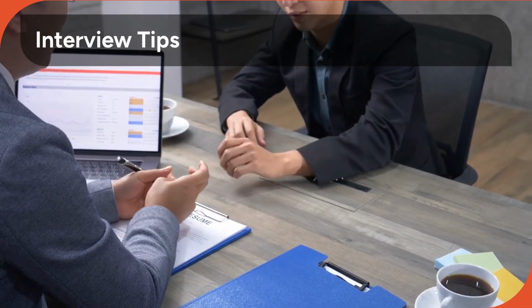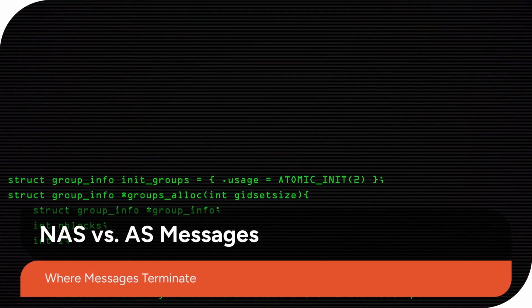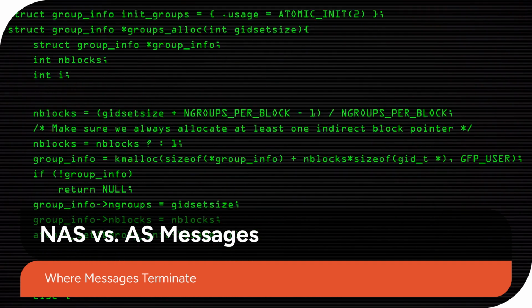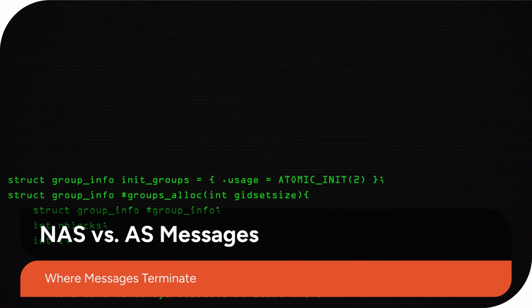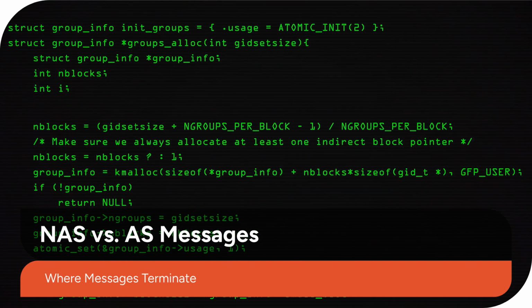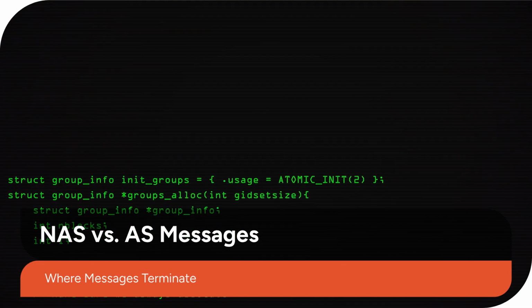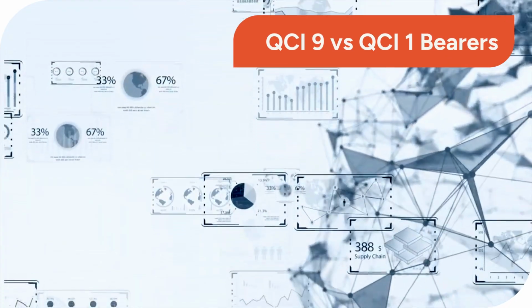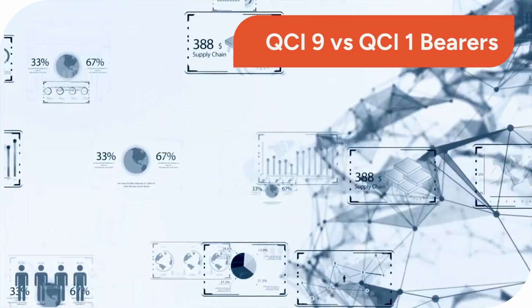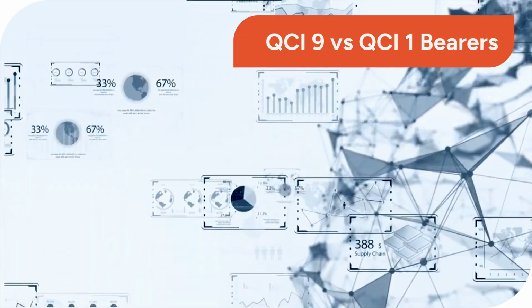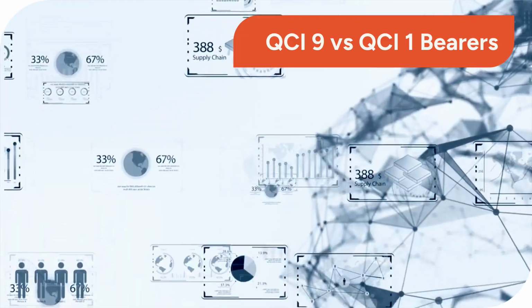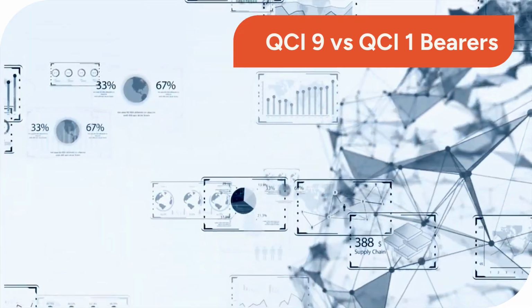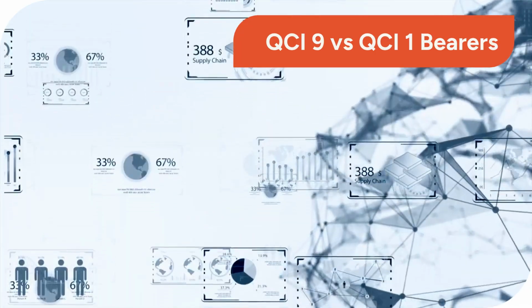To stand out in your interviews, you need to understand more than just the steps. Here are 2 pro engineering tips. Tip number 1. Access stratum, or AS, messages stop at the cell tower. Non-access stratum, or NAS, messages travel all the way to the core network's MME. Tip number 2. The initial attach always creates a default bearer, Quality of Service Class Identifier 9, for general browsing. Voice calls later require a dedicated bearer, QCI 1, for high-priority voice data.